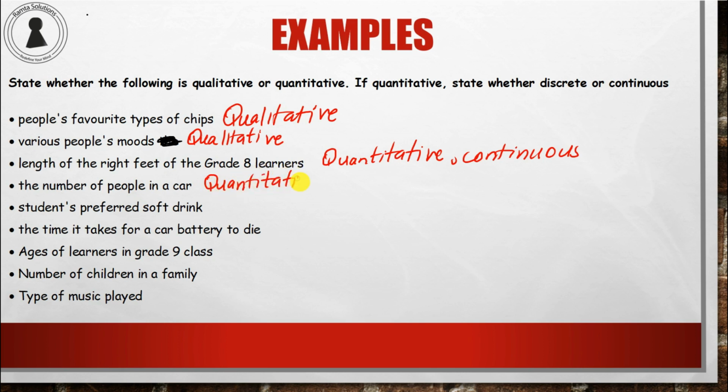All right? This means this data is quantitative. But we are counting. So since we are counting, we will say it is discrete. All right? Perfect. Now, students' preferred soft drink.